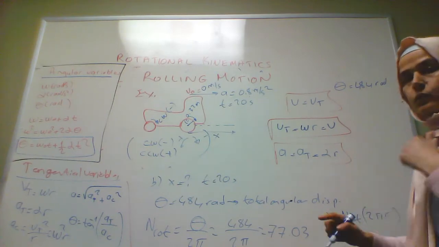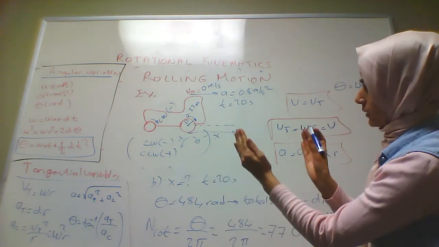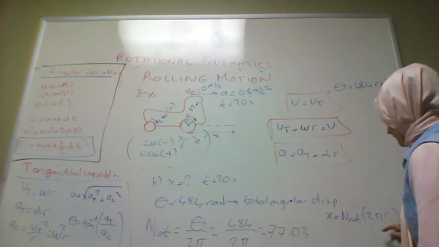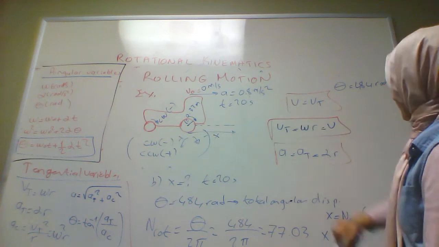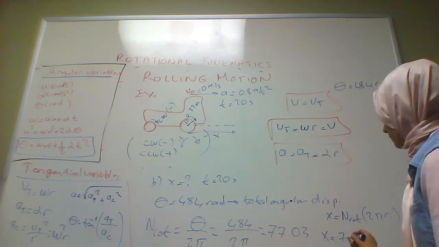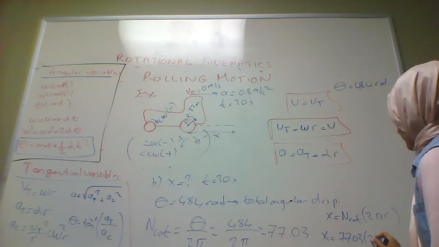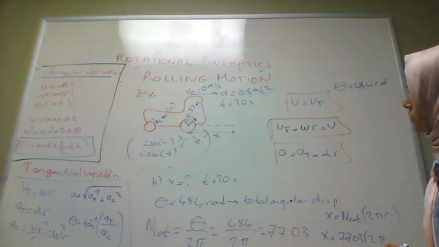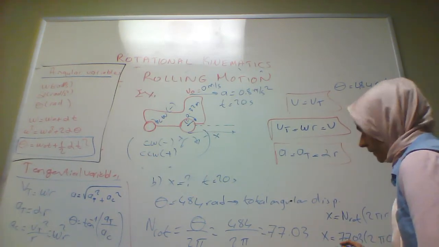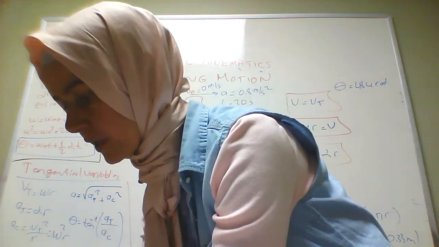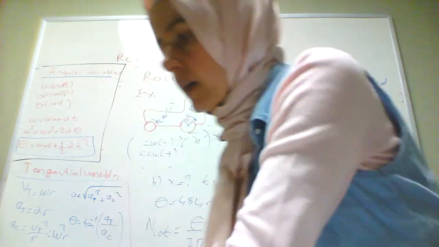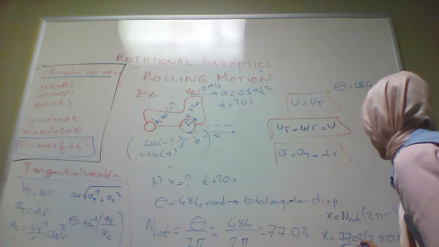Why again? Because in one rotation, x will be 2 pi r. If there's more than one rotation, I multiply by the number of rotations to find the total distance. We know r, we know the number of rotations, so we can find the distance traveled in meters. 77.03 times 2 pi times r, which is 0.33 meters. From here, what we find for x, please check that as well for practice and correct me if I'm wrong, is 159.72 meters.